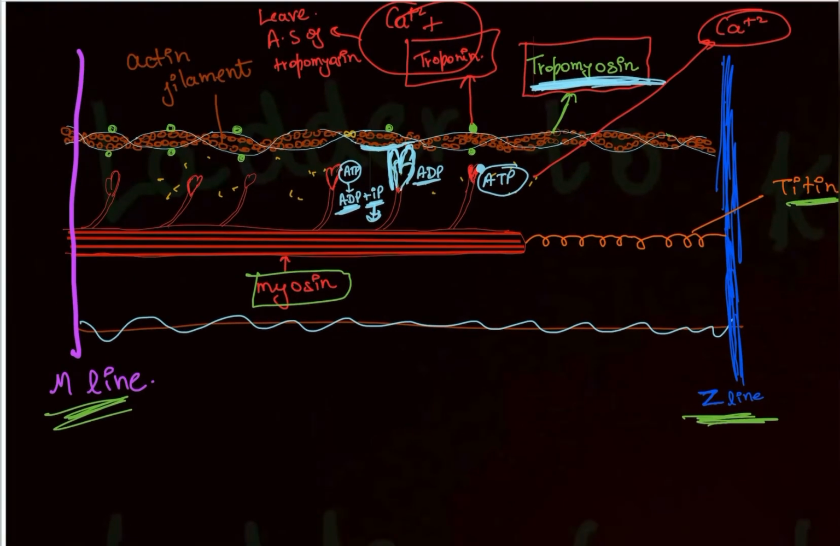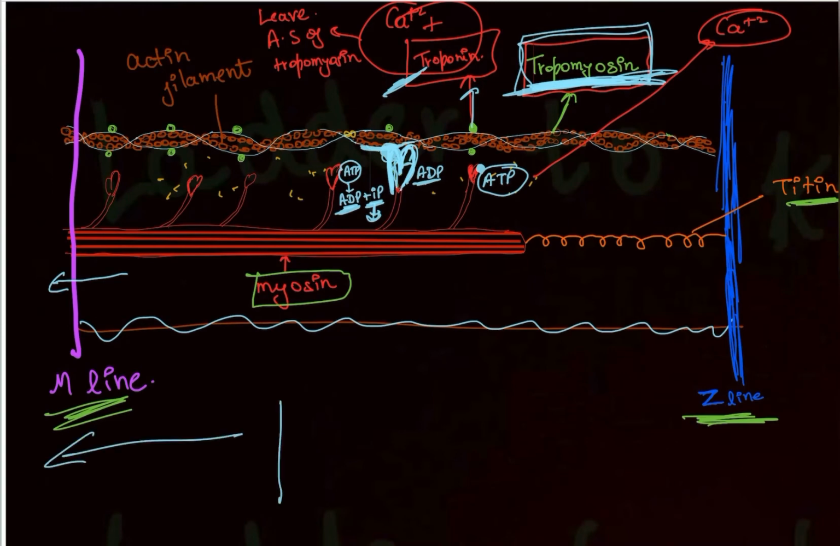As I already told you, from the T tubules we remove calcium. That calcium takes this troponin with it. So when this troponin is removed, the tropomyosin active site is open, and the myosin head will come and attach to that active site. When it attaches to these active sites, they will pull. Pull means they will pull them like this.